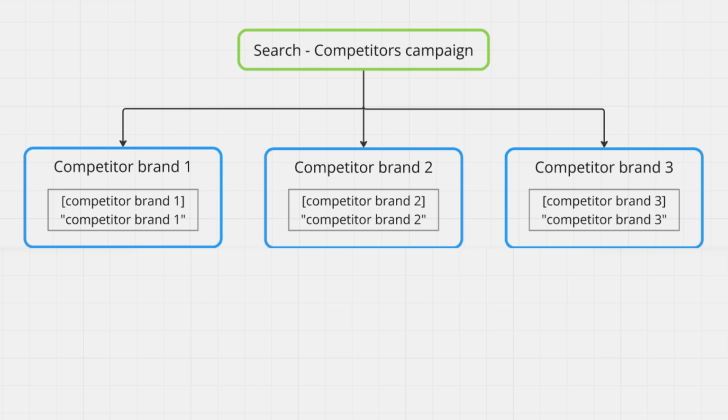Each ad group should include 2 keywords, one exact match of your competitor's brand name and one phrase match of your competitor's brand name. It's important to note that while targeting competitor brand names is allowed under Google's policies, you should not include them in your ad copy, especially if they're trademarked.